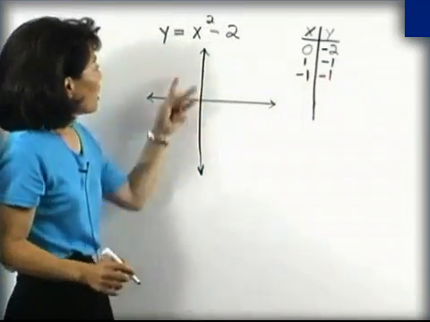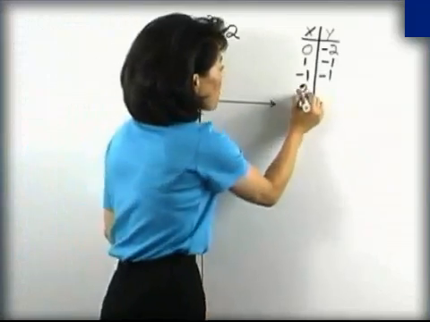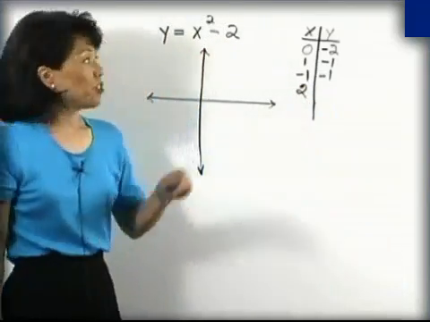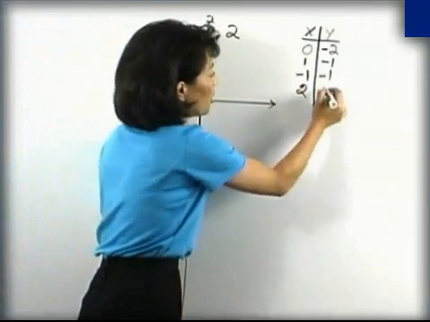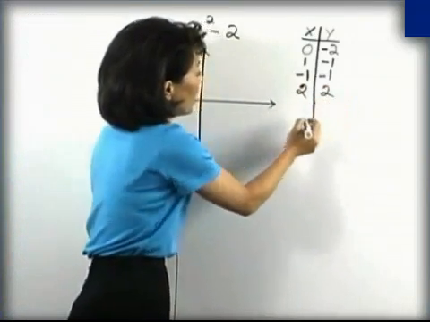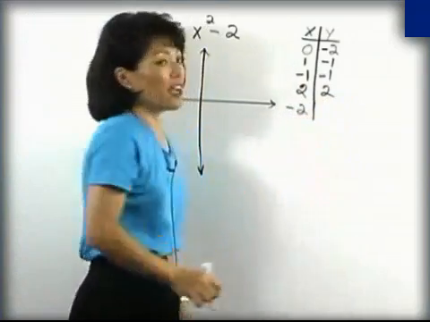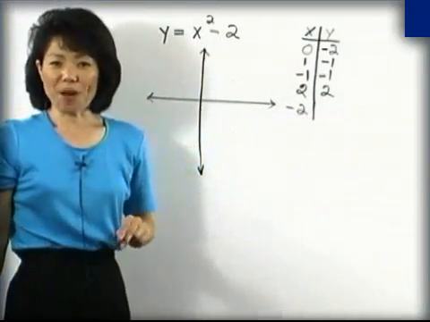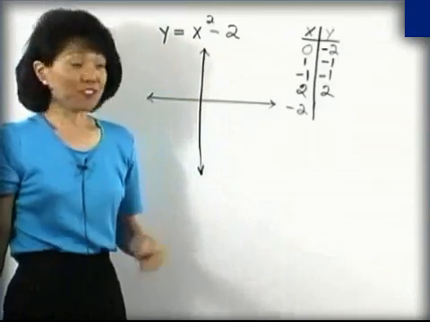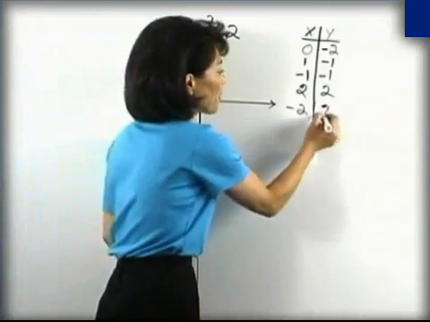Let's continue. Let's try the number 2. If x is equal to 2, I get 2 squared, which is 4. 4 minus 2 is 2. And let's also try negative 2 while we're at it, because we know that if we square negative 2, we'll also get positive 4. Positive 4 minus 2 is still 2.